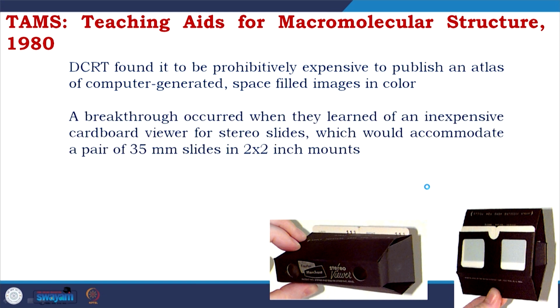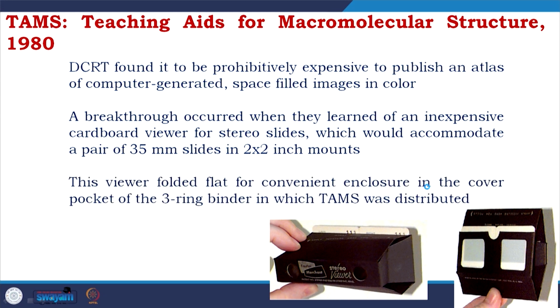A breakthrough occurred when they learned of an inexpensive cardboard viewer of stereo slides. You could see here the stereo slides, and you could get the stereo-specific view, which would accommodate a pair of 35 millimeter slides in 2 by 2 inch mounts. This viewer folded flat for convenient enclosure in the cover pocket of a 3-ring binder in which TAMS was distributed. So, even when you get the publication, you get the viewer in the package. So, you could see the protein and get the stereo-specific view.